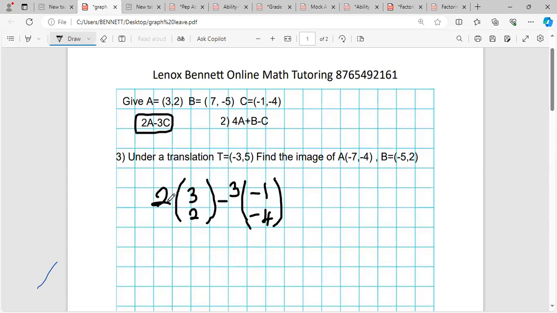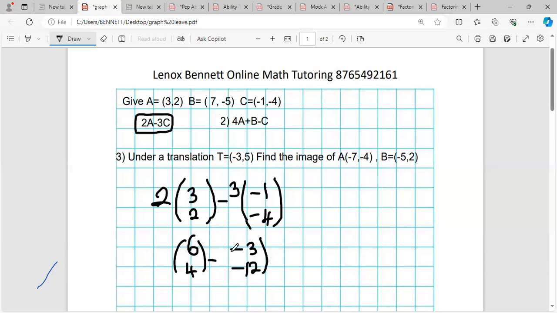So you say 2 times 3, that is 6, because you're supposed to multiply each term by the scalar. 2 2s, 4. So simply it is, guys, you just expand the bracket, just like when we're doing the matrices. Same thing with this, 3 times negative 1, negative 3. 3 times negative 4, negative 12.